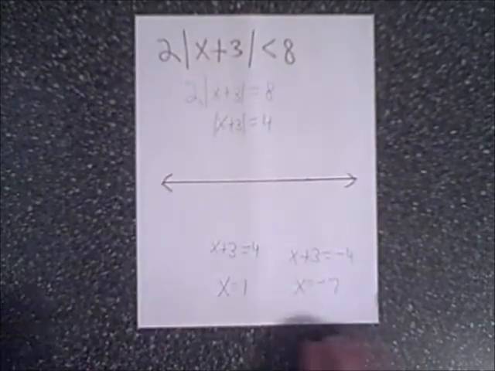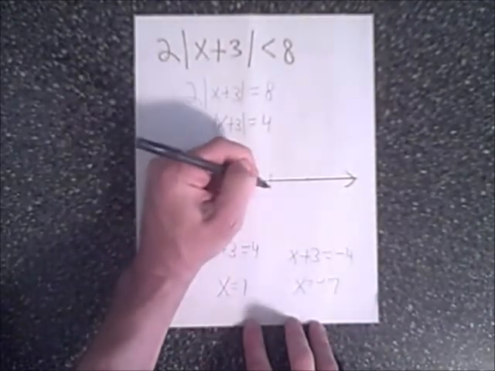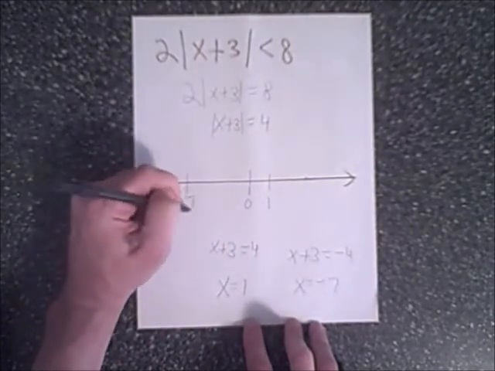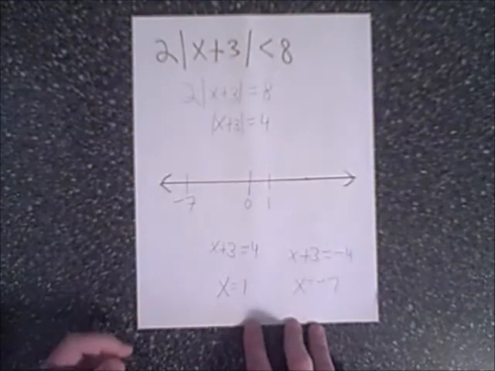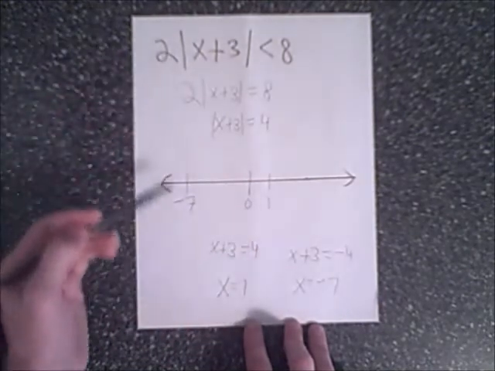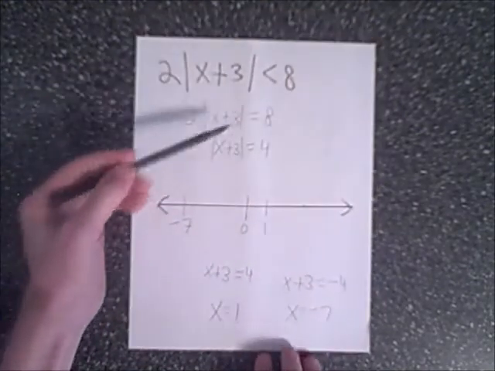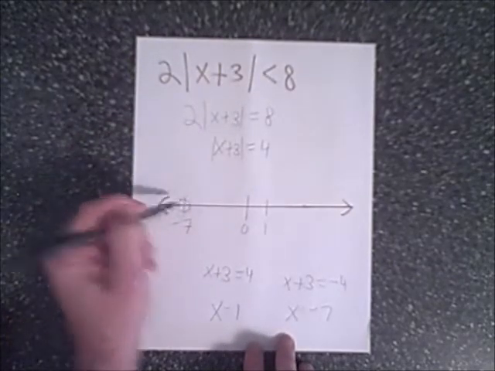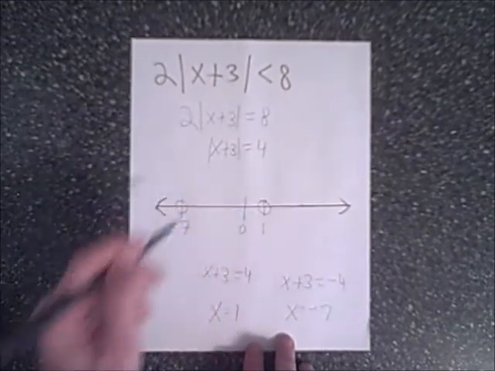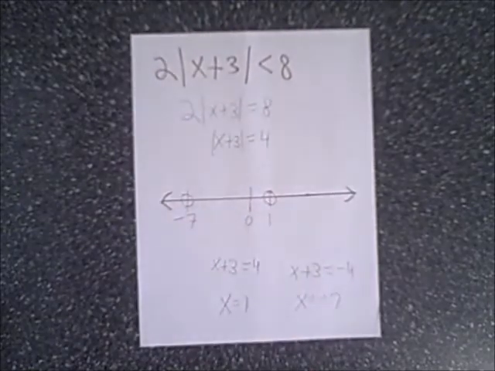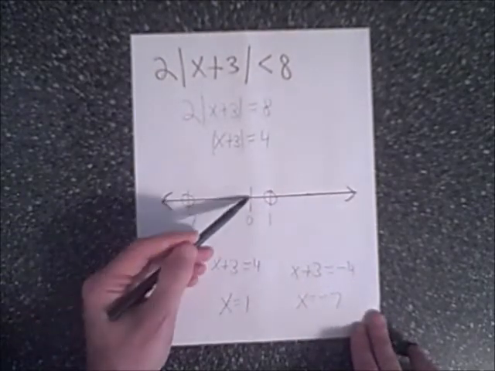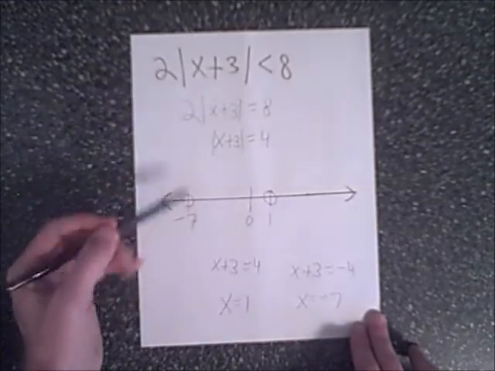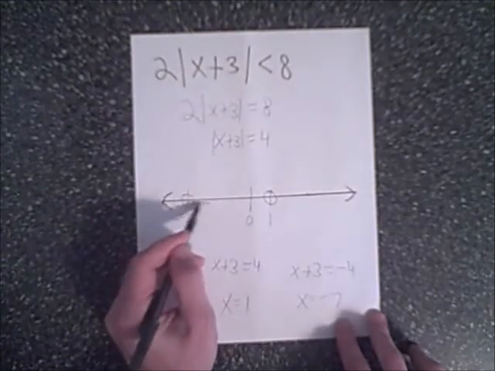So we have our 2 critical values, so let's put them in here. There's 0, there's 1, and negative 7. Okay, and then again, we go back to the original problem. Now let's start putting in the less than part. It's less than, there's no equal, so we're going to have an open circle and an open circle. And now we get to establish which parts we shade. Let's try 0. 2 times 3, 6 is less than 8. So we know the middle is going to be shaded.